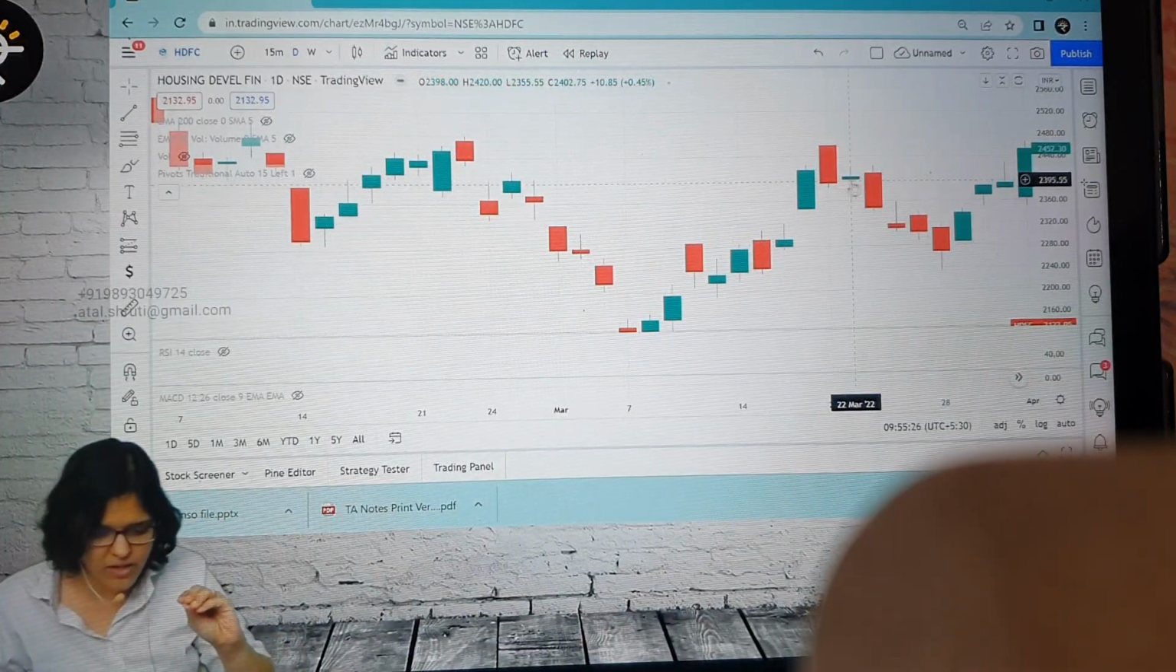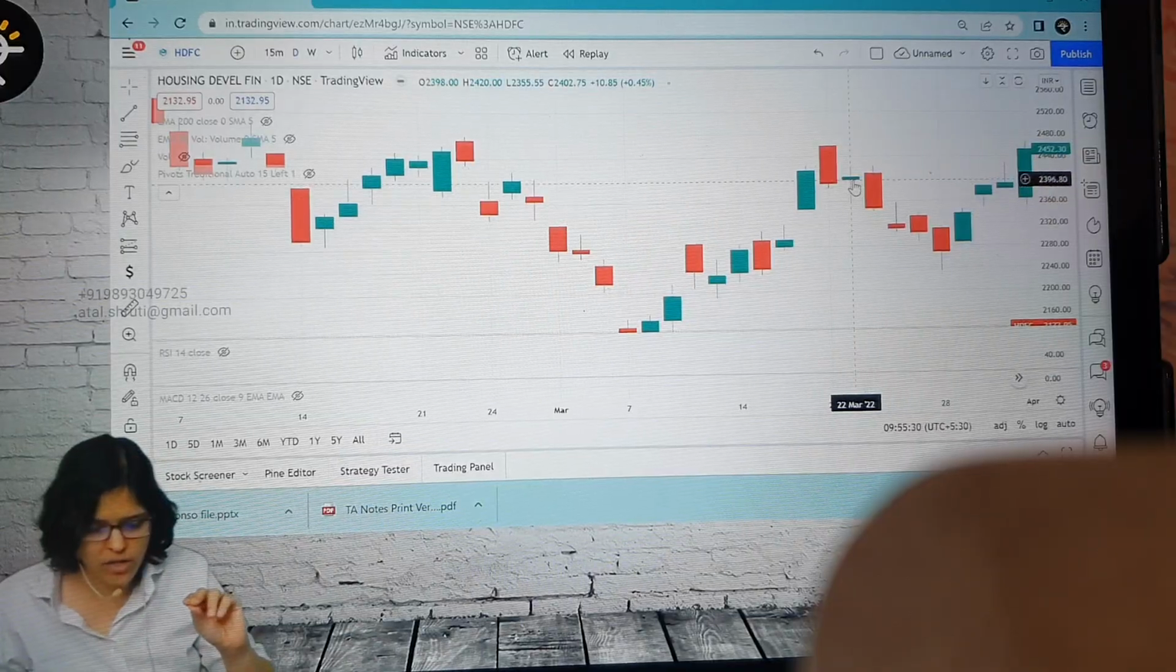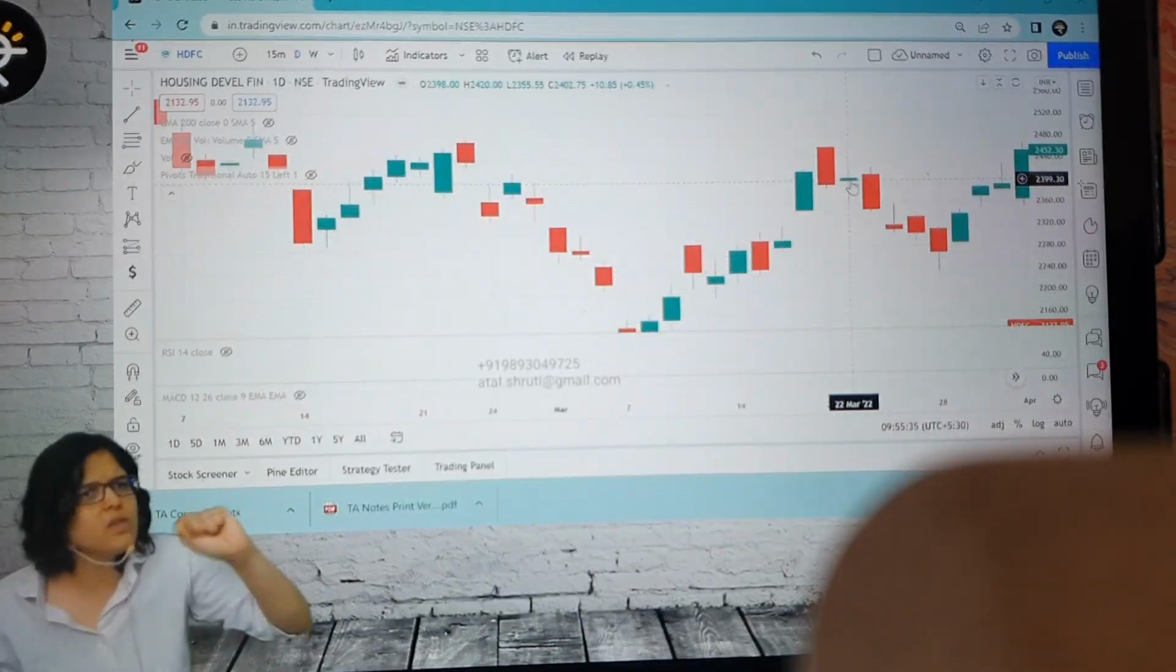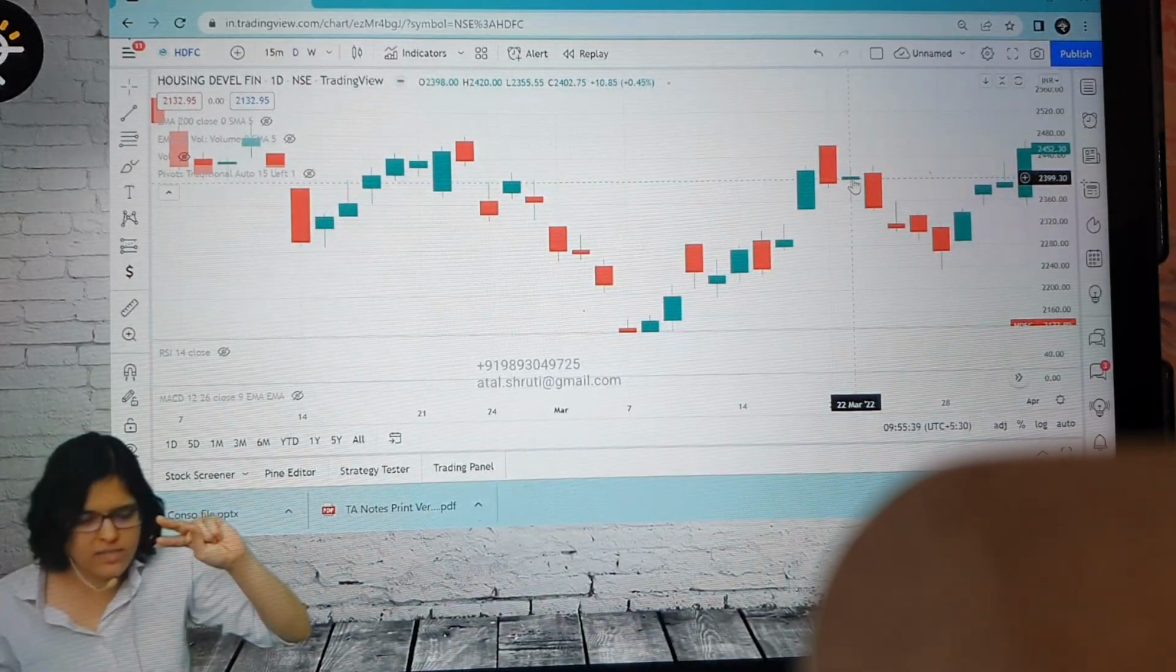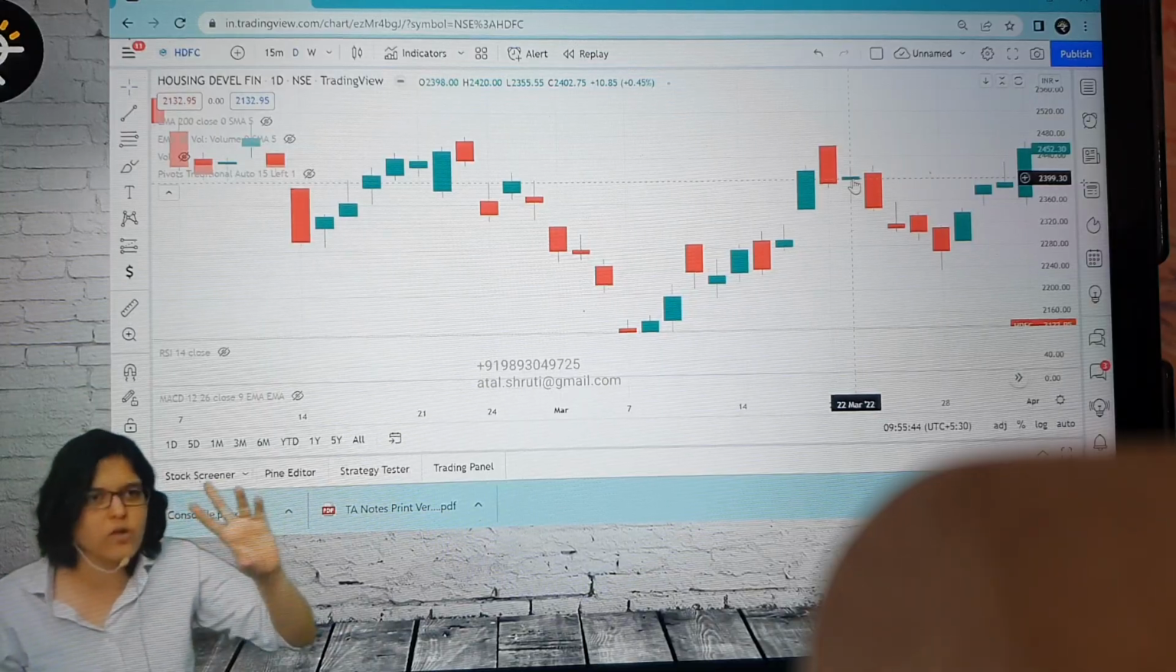Can I say a very similar point here? Very small body, very high wick. So if the body is very small, can I say open and close prices will be very close to each other? Yes. Let's see what the open price is here. 2398 almost, 2400 almost. 2398 to be precise.